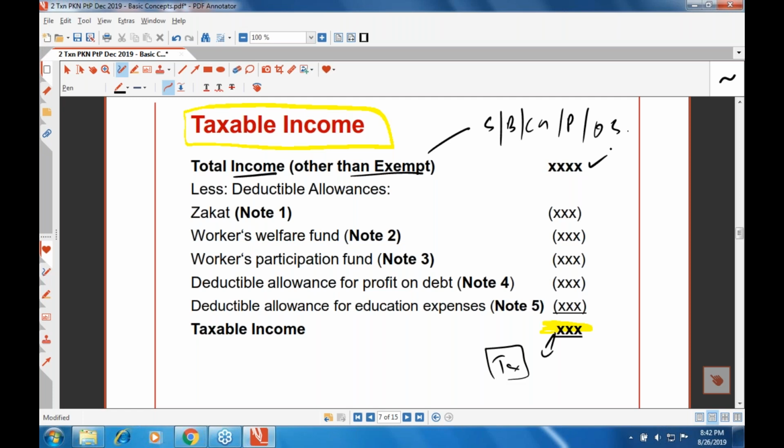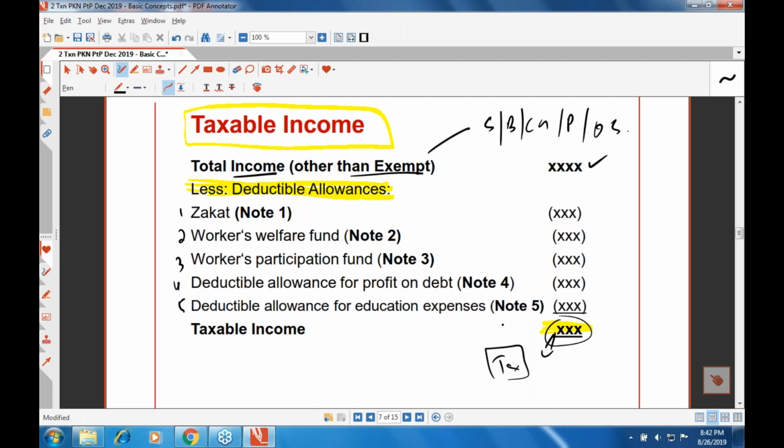The number two thing that you'll do is that you will have some deductions. You will have some admissible deductions. You will have some deductible allowances. Now, what are those deductible allowances? There are actually 1, 2, 3, 4, 5 deductions from your total income before you reach the taxable income. Now, what are these various deductions? Let's just start discussing them one by one.